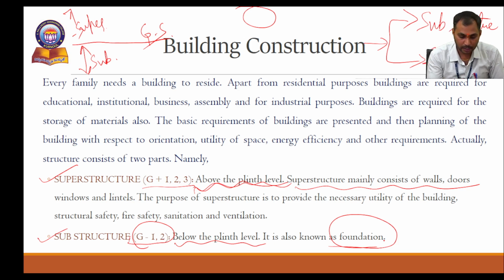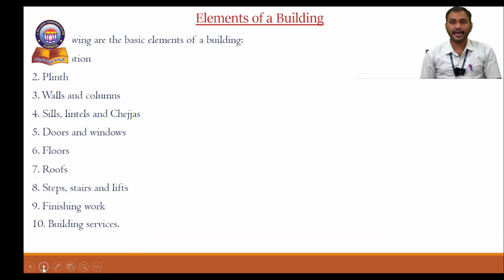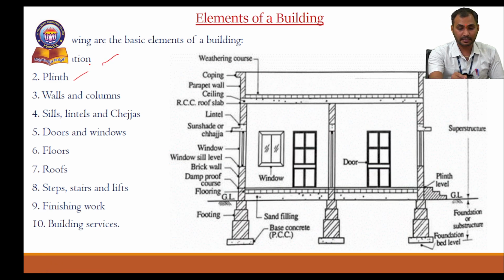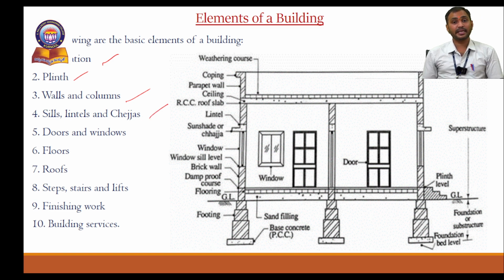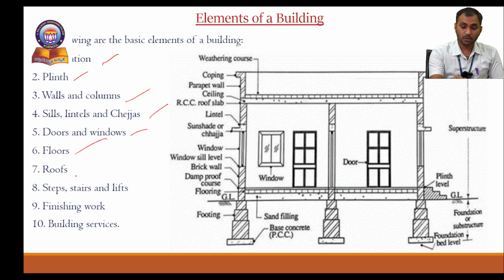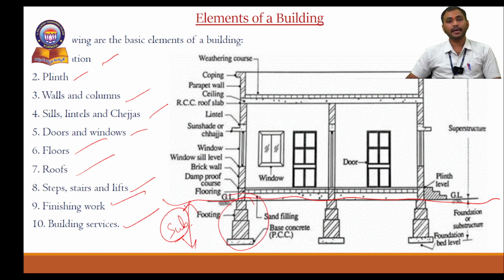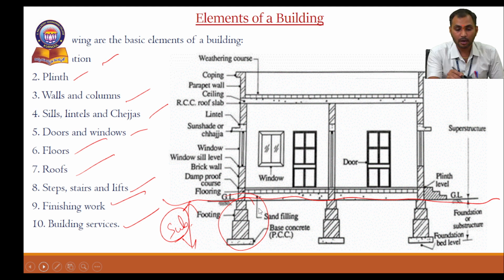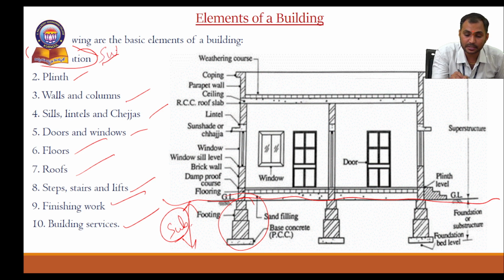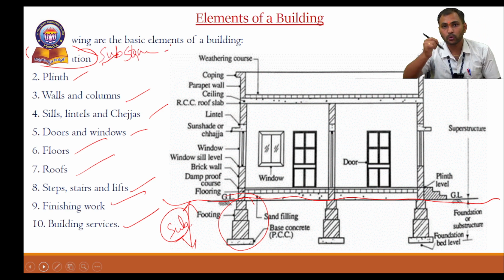See, there are basic small elements of a building: foundation, plinth level, walls and columns, sills, lintels and chajjas, doors and windows, floors, roofs, steps and staircases and lifts, finishing work and building services. So here, this is the ground level, no? Below the ground level we call it the substructure. You can observe here, footings are there. The foundation part is the substructure, which is constructed below the ground surface. Above the ground surface, they call it the superstructure.